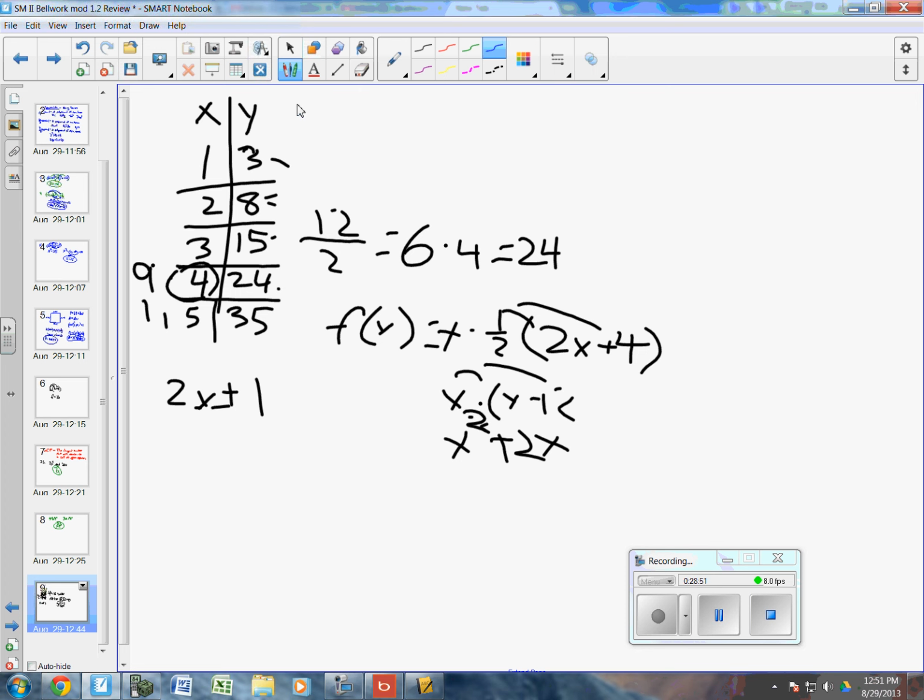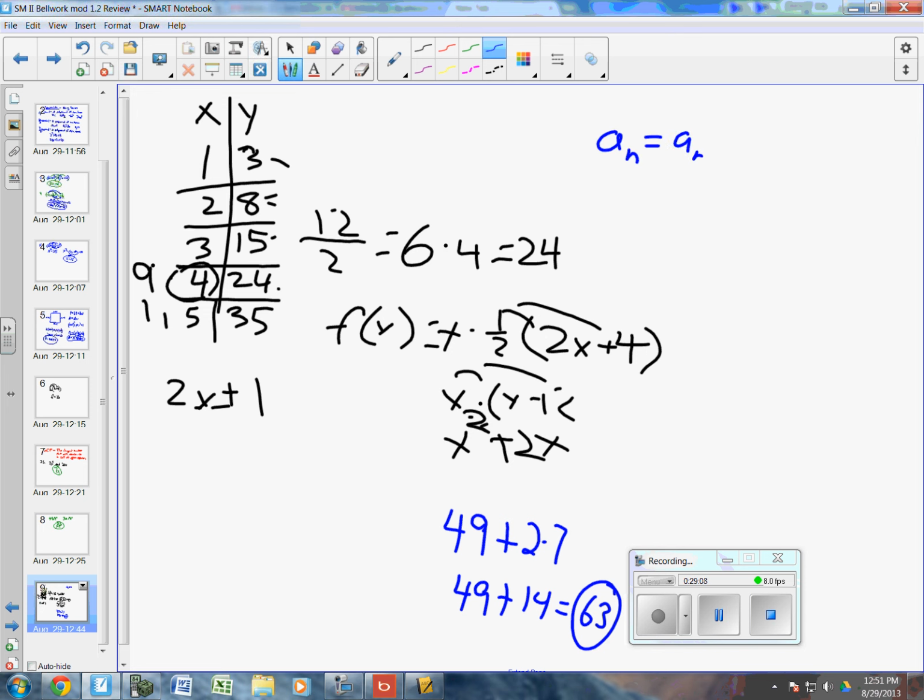Okay, so all I'd have to do is plug 7 in here, right? 7 squared is 49, plus 2 times 7. So I get 49 plus 14 is 63. Yeah, there is a recursive for this.